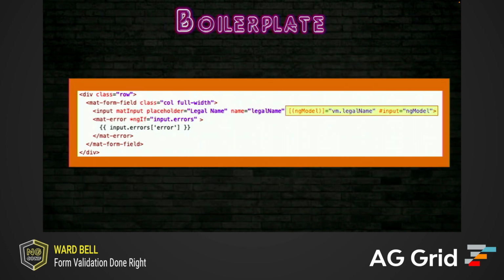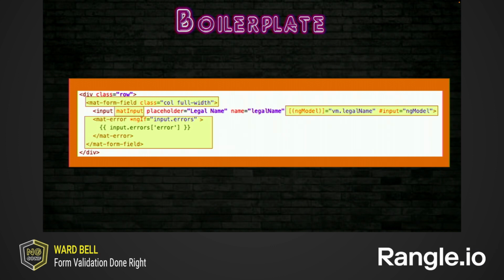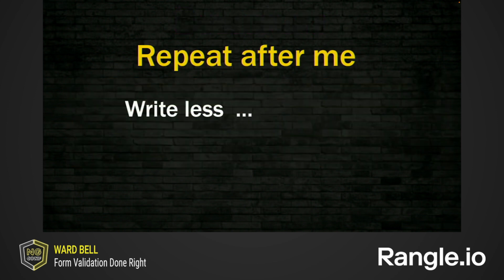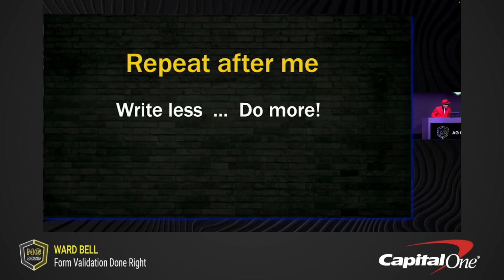And that's cool. But I still have all this boilerplate left. And I hate that. I hate boilerplate. That's boilerplate, the errors; that's boilerplate, that's the class; this is boilerplate. It's specific to my Angular Material stuff, but it's over and over again. So, repeat after me, please. Write less, do more. All right?